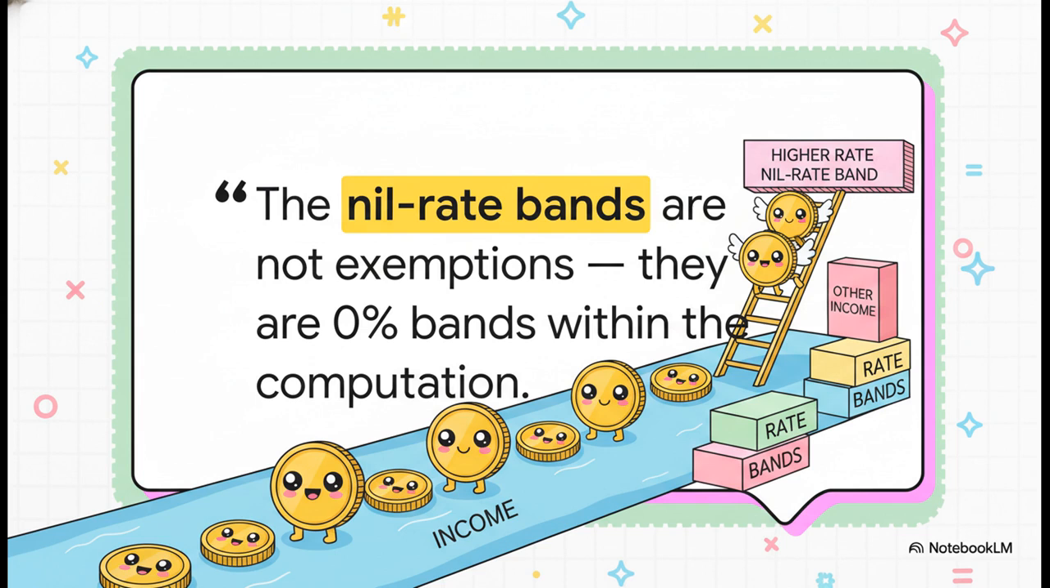If a basic rate taxpayer uses their £1,000 savings nil rate band, that £1,000 still physically pushes their other income closer to the higher rate threshold. Treat them like buckets that just happen to be taxed at 0%.